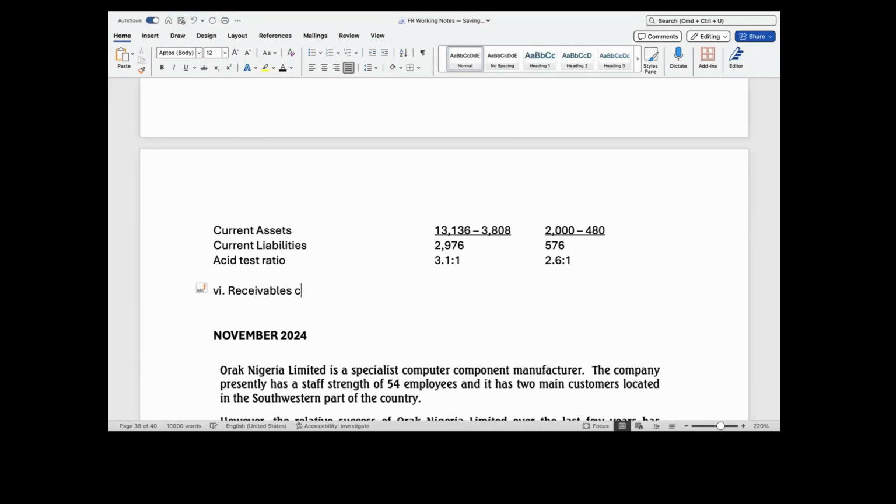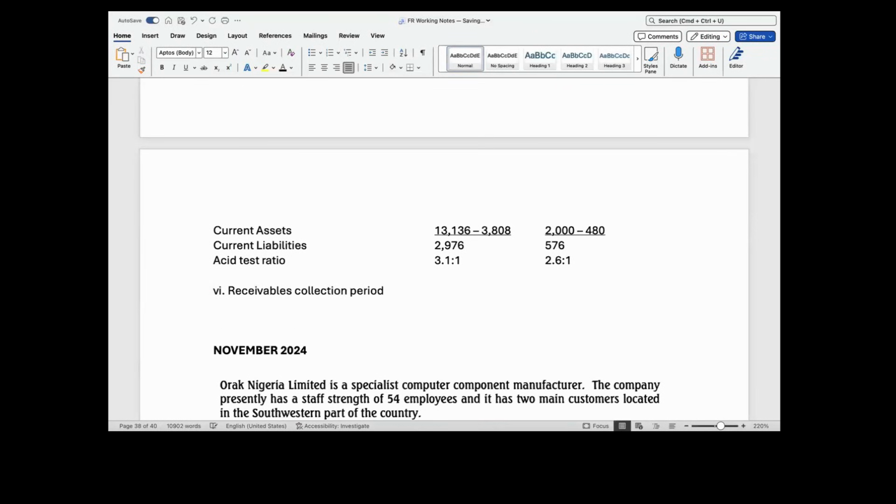Receivables collection period. Can you remind me what's the formula for that? Trade receivables over credit sales. Trade receivables all over sales times 365 days. Actually, credit sales.